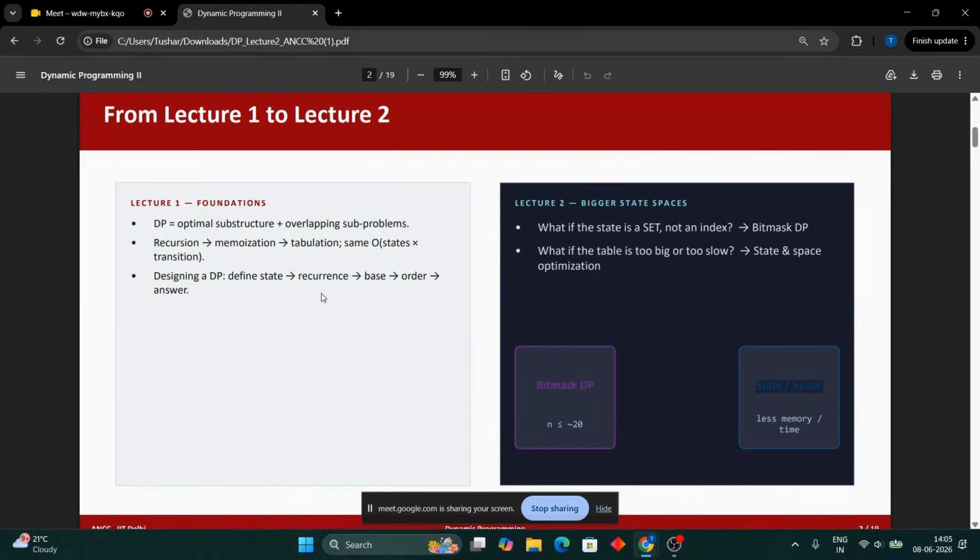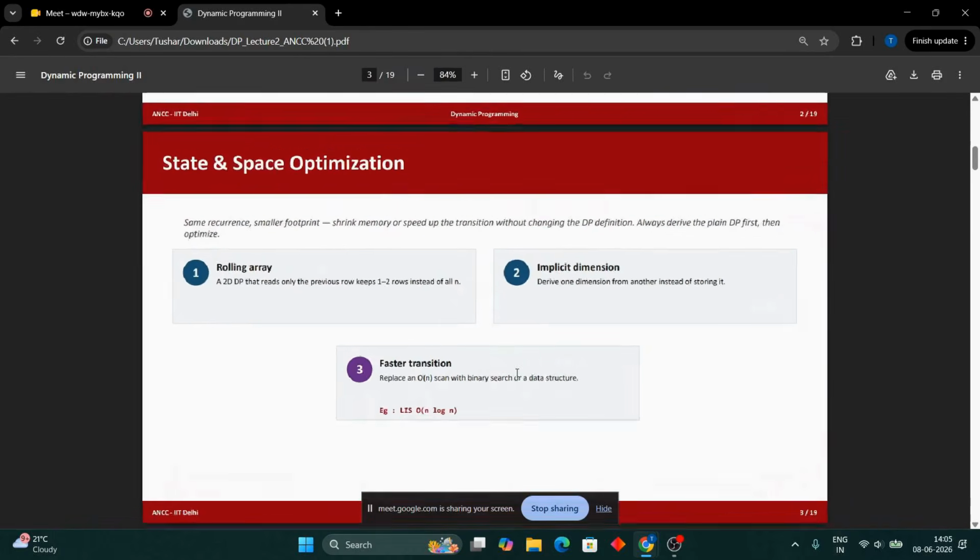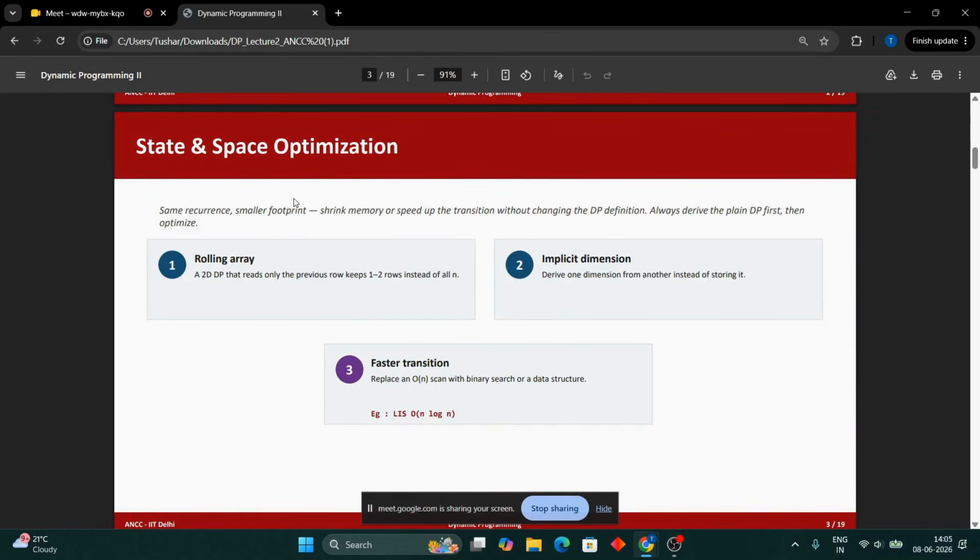In the last lecture, in all the problems which we solved, we saw that our state was mainly revolving around some index of the array or a matrix or something like that. But that is not always the case. Sometimes we might have to also consider a set as our state. So we'll see how we can decide that based upon the constraints in the problem, like if n is small. And here are some brief ideas regarding the optimization I was talking about, state and space.